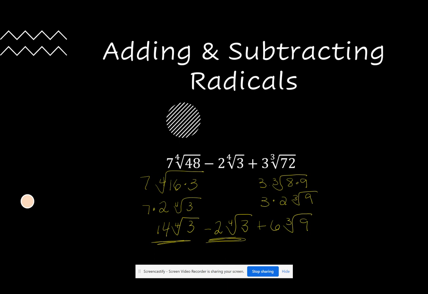They're kind of like when we have like terms with variables and everything, but they have the same index and same radicand. So we're just going to do 14 minus 2 gives us 12 times the fourth root of 3, and that other one stays on the end because we can't combine it with anything.